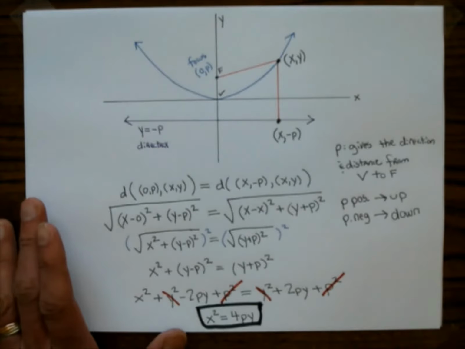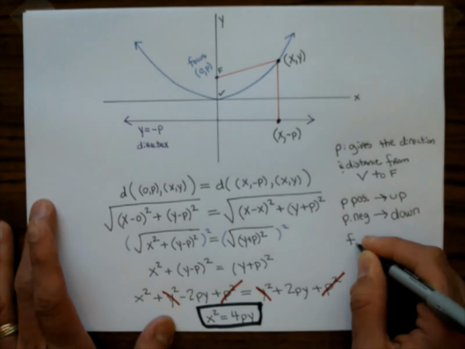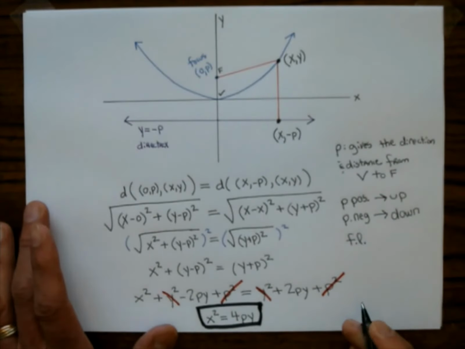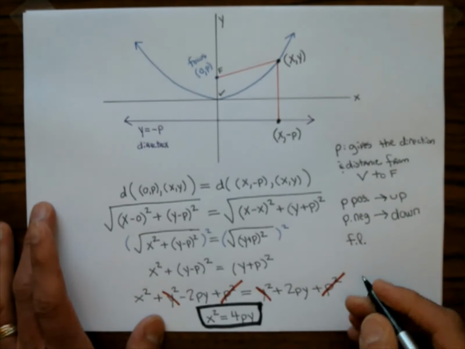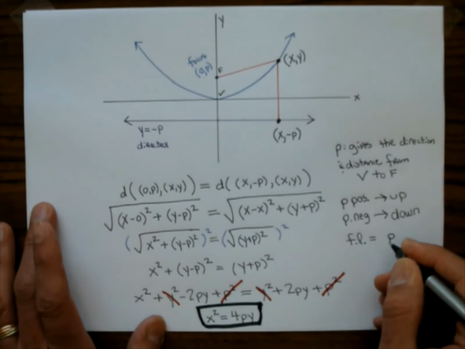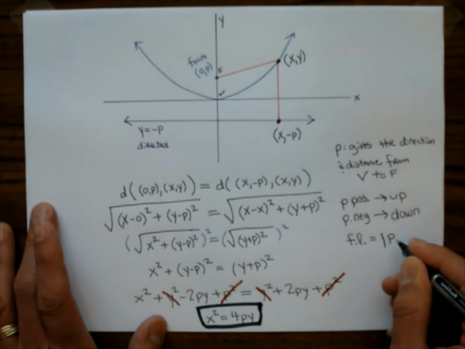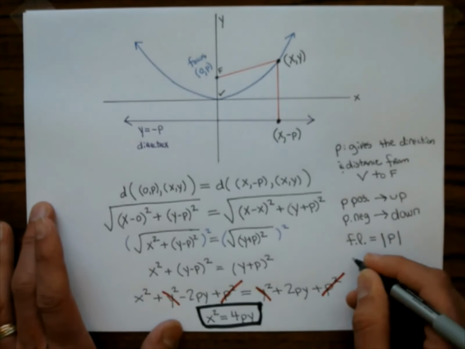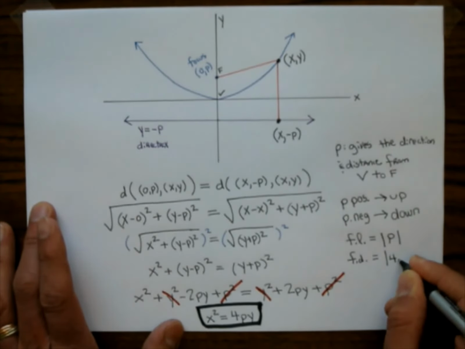Okay, the focal length, we talked about that. The focal length is the distance from V to F, from the vertex to the focus. So a lot of us would say, oh, well, that equals p, but since the focal length is just a distance, not a directed distance, it's going to be the absolute value of p. And the focal diameter, which is 4 times the focal length, we can write as the absolute value of 4p.